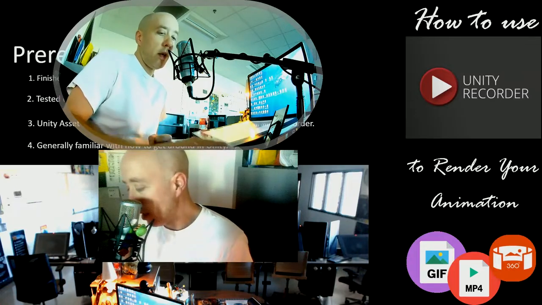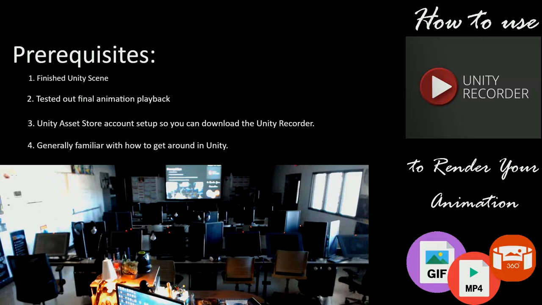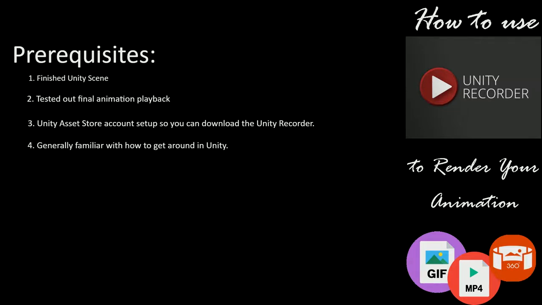But first, I want to just quickly go over some prerequisites you should have before doing this. You should have your Unity scene finished already, ready to render out, basically, and tested it out by hitting the play button in Unity to test out the timing of your final animation and playback and what the camera is going to see. And also that you already have a Unity Asset Store account set up, so you're ready to download the Unity Recorder asset as we do it, and just to be generally familiar with Unity. All right, so let's just get started.